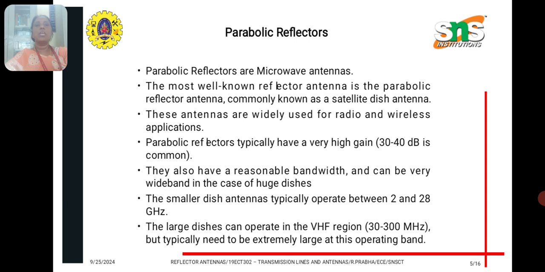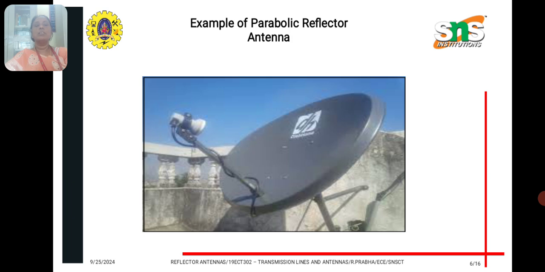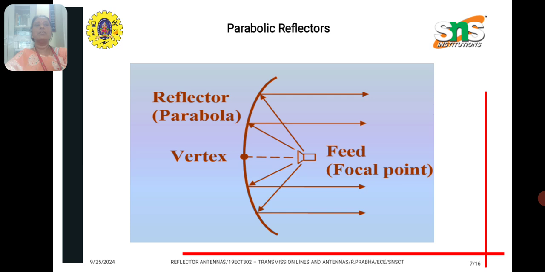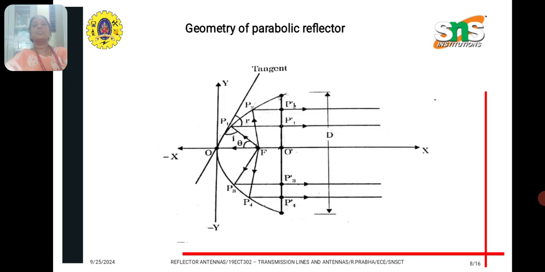The small dish antennas typically operate between 2 to 28 GHz. The large dishes can operate in the very high frequency region, 30 to 300 MHz, but typically need to be extremely large at this operating point. This is the diagram of a parabolic reflector antenna. We have a main reflector, a parabola. At its feed position, or focal point, we have another antenna, exactly located at its focus.